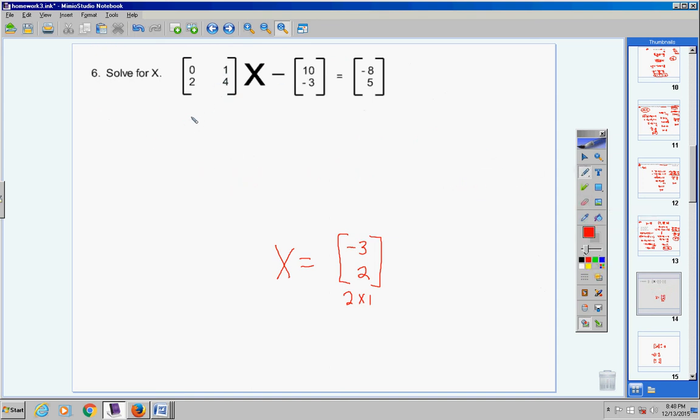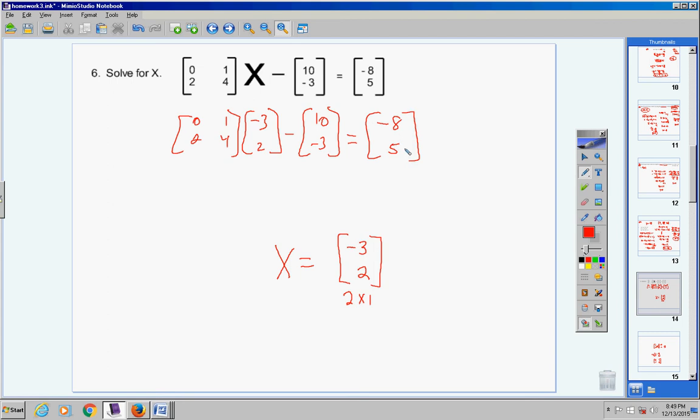So what I'm telling you is this. If you take this matrix here, 0, 2, 1, 4, and multiply it by x, which is this right here, and then subtract this right here, you will get negative 8, 5. You can check that with your calculator if you know how to enter matrices into your calculator, okay? And you can check it and make sure that's the right answer.